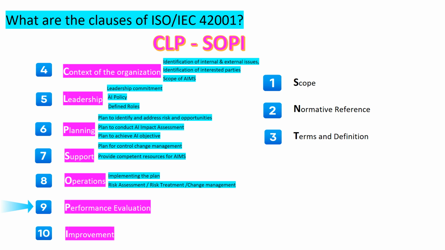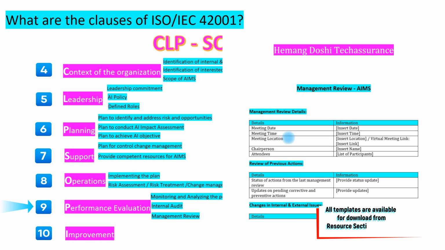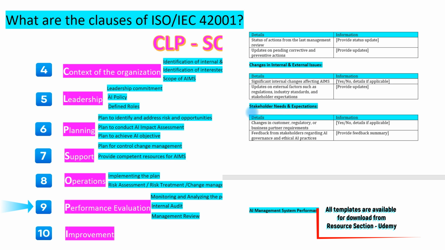Next is performance evaluation. It requires that the organization must monitor, measure, analyze and evaluate the performance of the AIMS. This includes conducting internal audits to check the effectiveness of AIMS, and periodically reviewing the AIMS through management reviews. We will discuss in detail how to implement this clause in our subsequent lectures.